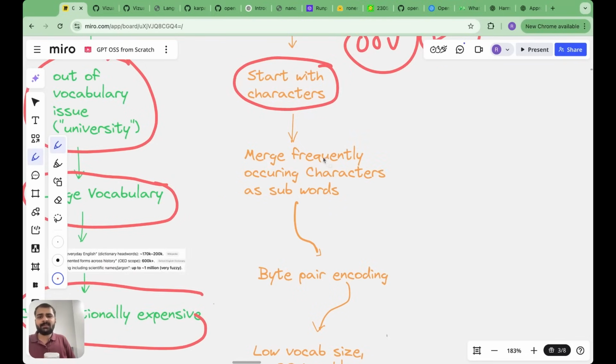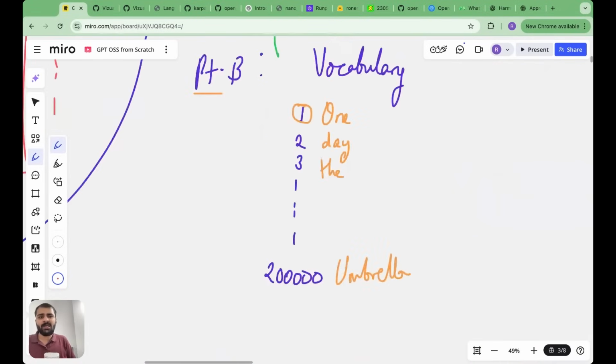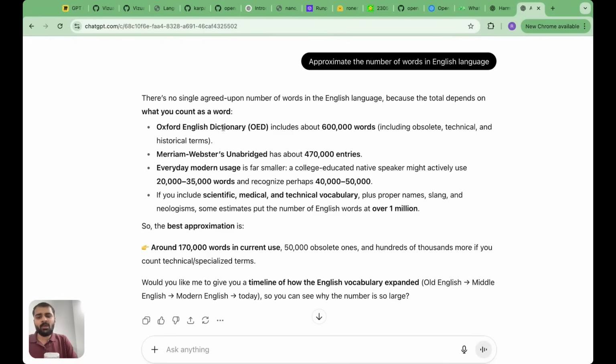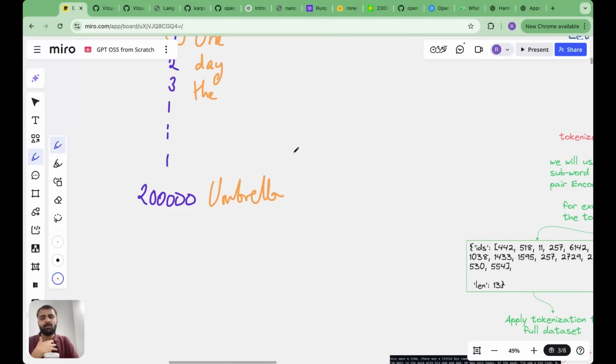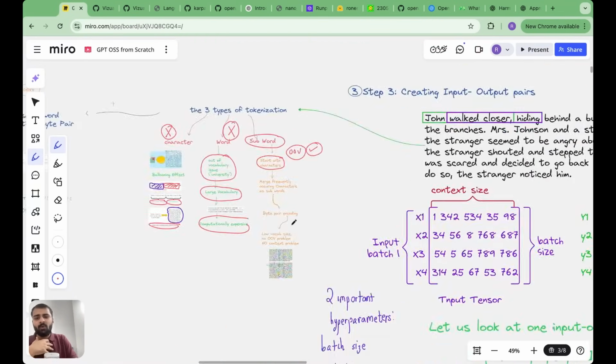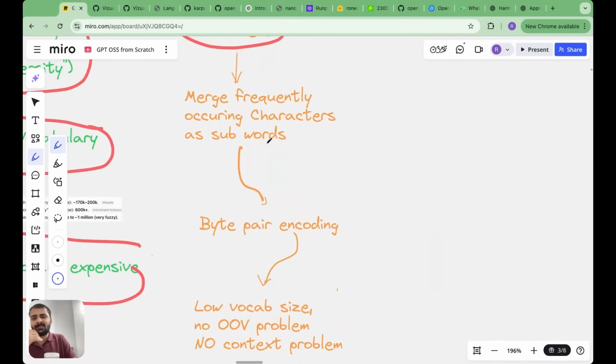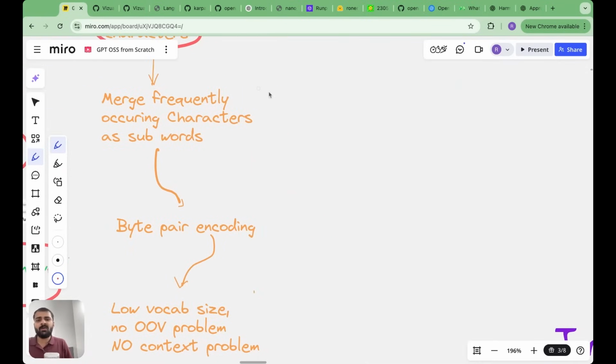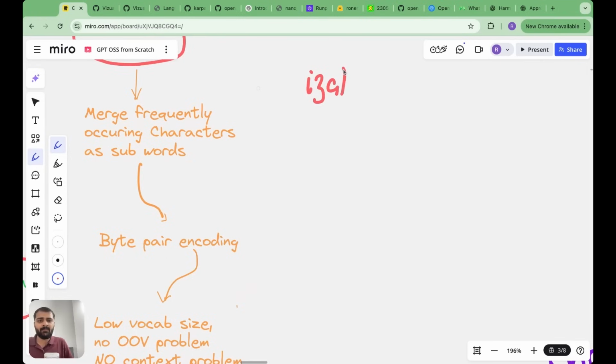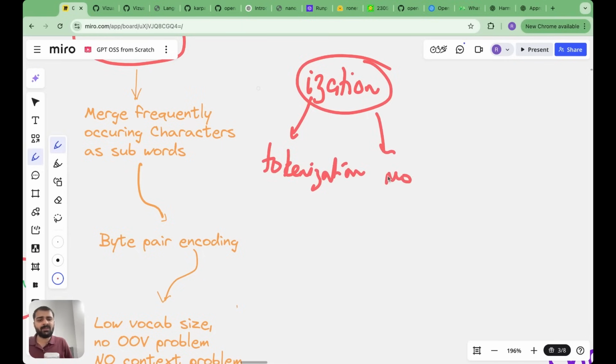Secondly, instead of taking all the words in the English language into the vocabulary, like we are seeing here, it does not do that. Instead, we do something clever. When you look at a piece of text, you merge frequently occurring characters together and you retain them as subwords. For example, this ending, ization, can come across in many words. It can come in tokenization, it can come in modernization. So this ization is now a subword, because it's a bunch of characters which frequently occur together.